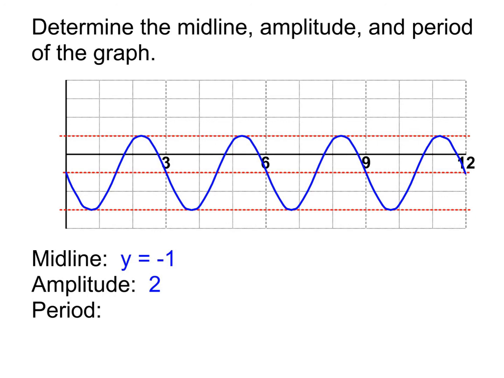So I want to see when it starts repeating itself. So I go middle, then bottom, middle. Now I'm back at the middle, but I've not started repeating myself yet. I still got to go to the top and then back to the middle, and then this is where it'd start repeating itself. So that then is going to tell my period. My period is the width of that one cycle. And so it goes from 0 up to 3, so that's got to be 3 units wide. So that is my period for this graph. It is 3.